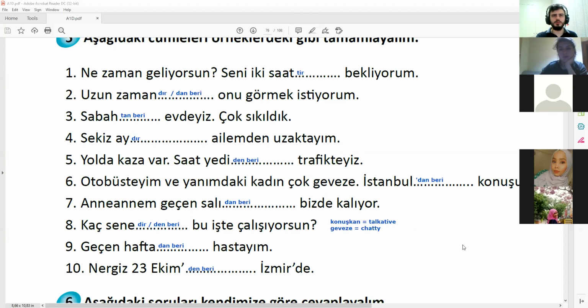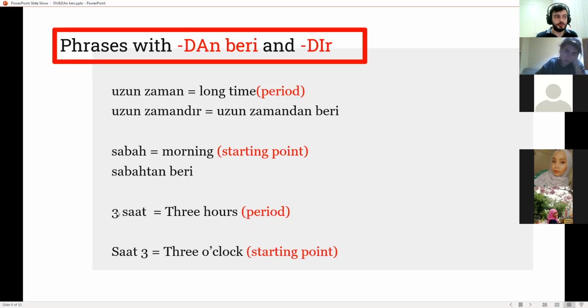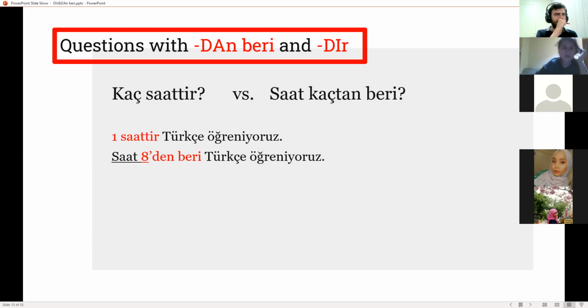But according to this question, the answers that I have seen on chat, most of you got the idea, except for these 2 differences, like 3 saat and saat 3. But I hope it's a little bit more clear now. Basically for dan beri and dır, we have 2 options of asking question: kaç saattir and saat kaçtan beri.